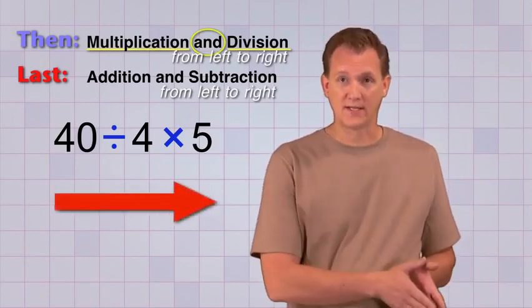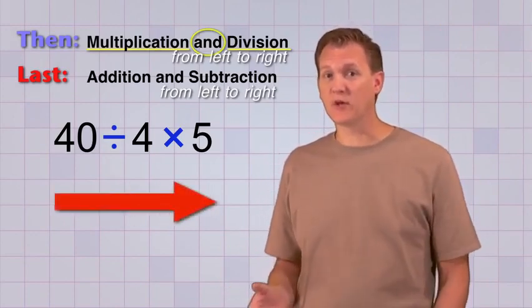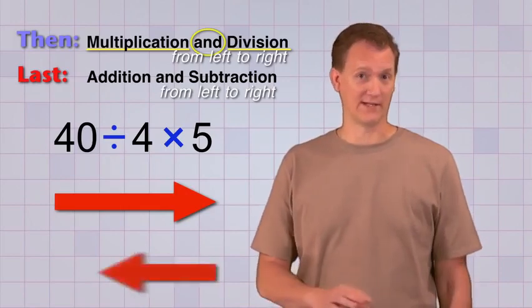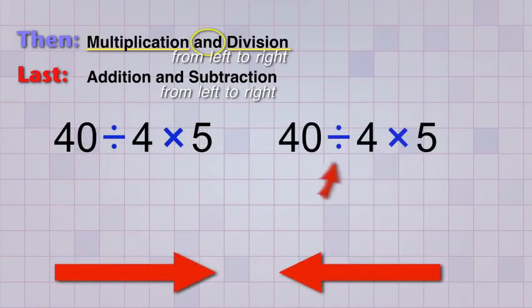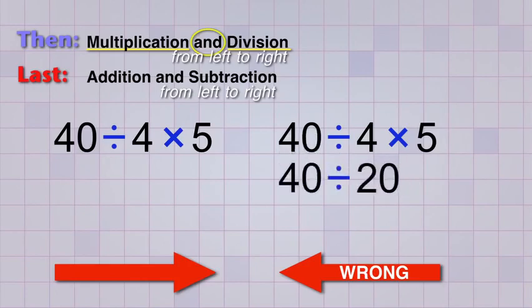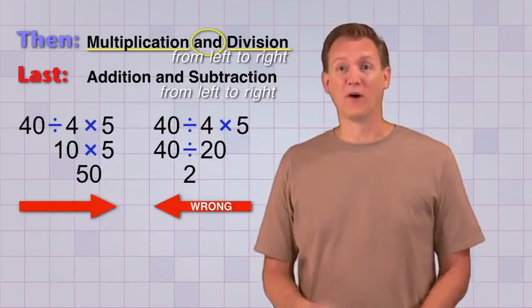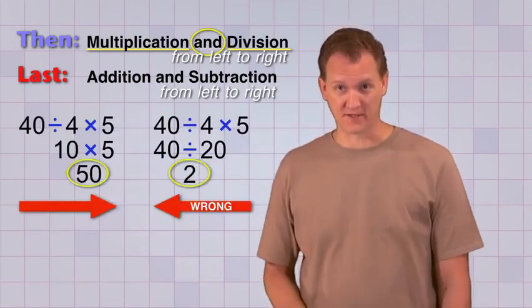If you have a problem that has both multiplication and division, then you're supposed to work it from left to right. That's because in some cases, you can get a different answer if you go from right to left. For example, in this problem, if you work from right to left the wrong way, you would do the 4 times 5 first and get 20. And then 40 divided by 20 equals 2. But if you go from left to right, you would do 40 divided by 4 first, which is 10. And then 10 times 5 equals 50. Wow, the direction we went made a big difference.